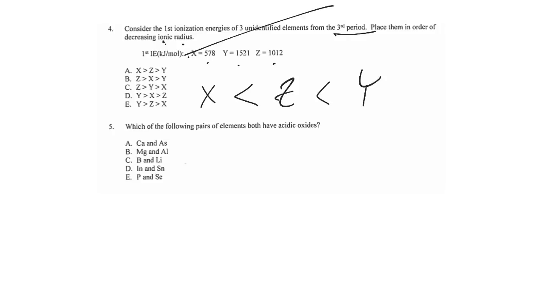So ionization energy is generally increasing from left to right. Of course, there are periodic inconsistencies, but these are small inconsistencies, and these are pretty big jumps in ionization energy. So I think that's how we can tell that Y is going to come last from left to right, then Z in the middle, and then X will come first.